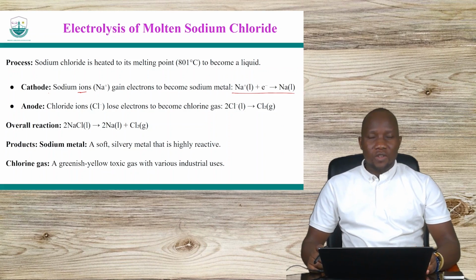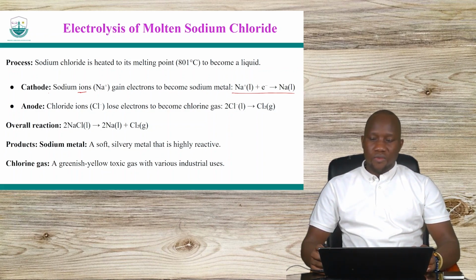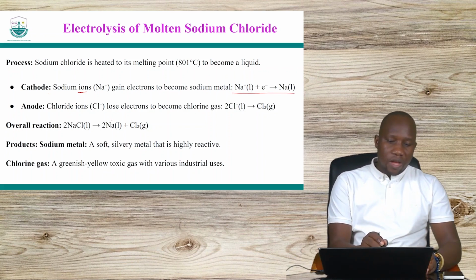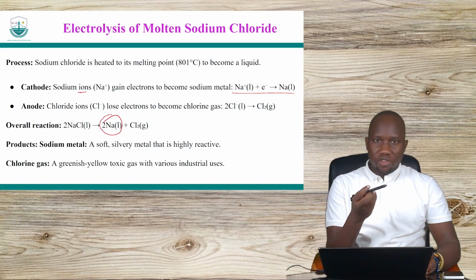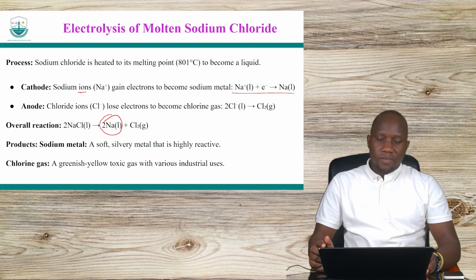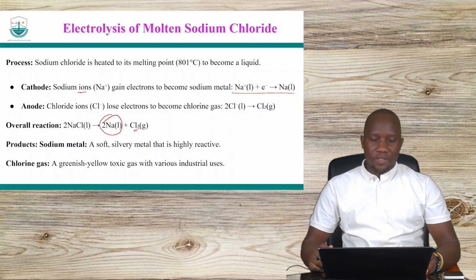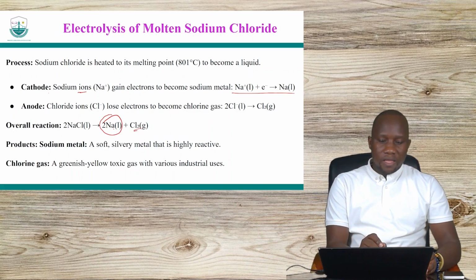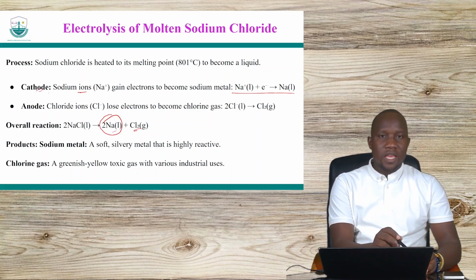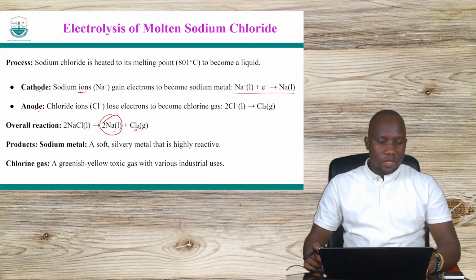And then at the anode, you'll have the negatively charged ions, which are in this case the chloride ions. They lose the negative charge, losing electrons to become chlorine gas. So the overall reaction is that you have sodium, which is molten, and then chlorine, which is a gas. Remember, the sodium is at the cathode, and then the chlorine is at the anode.